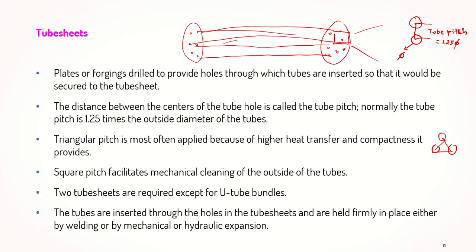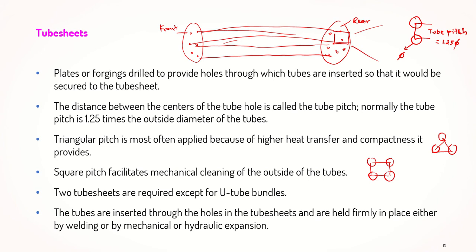And square pitch facilitates the mechanical cleaning outside of the tube. So this is an example of a square pitch. Two tube sheets are required except for a U-tube bundle. So this would be the tube sheets at the front and also the rear. So this is front and this is the rear side. And the tubes are inserted through the holes in the tube sheet and held firmly in place either by welding or mechanical or hydraulic expansion.